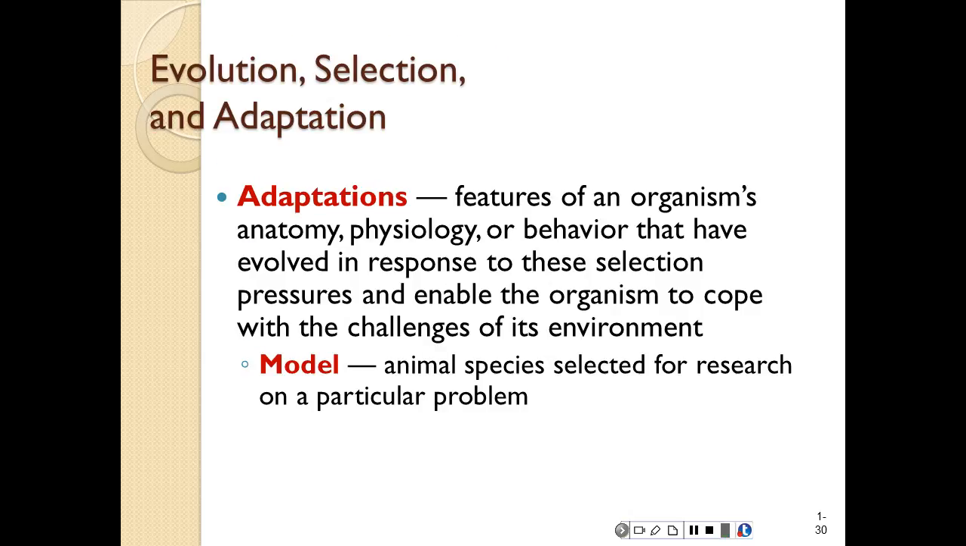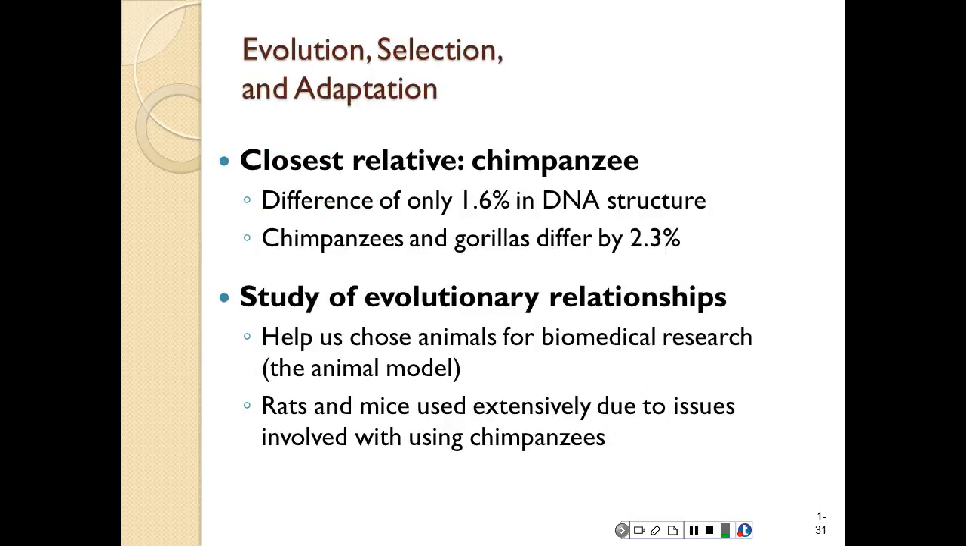Now, an animal species selected for research on a question is termed a model. So we use rats and mice, usually extensively, due to issues involved with using chimpanzees. So we don't use chimpanzees anymore, just rats and mice.